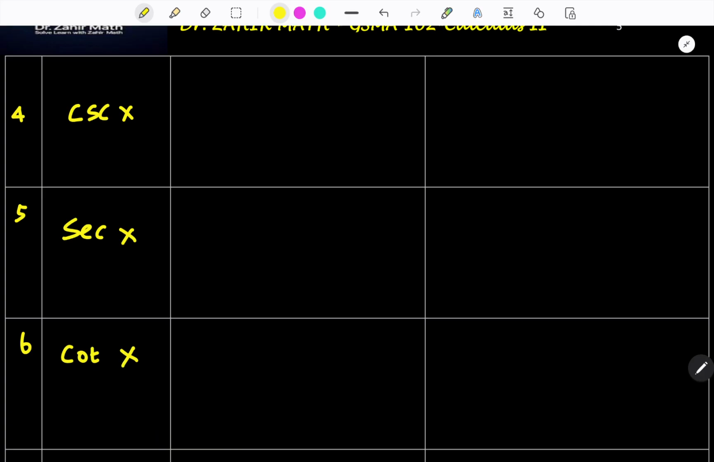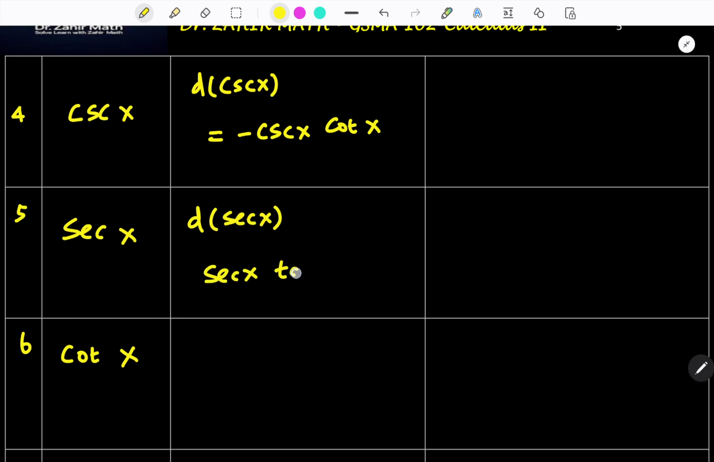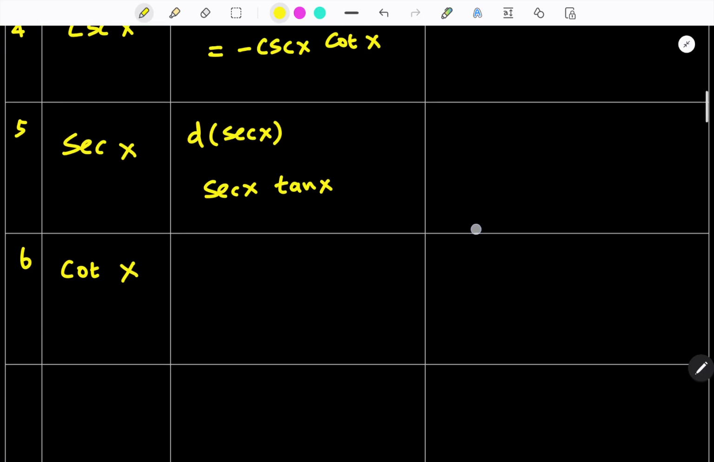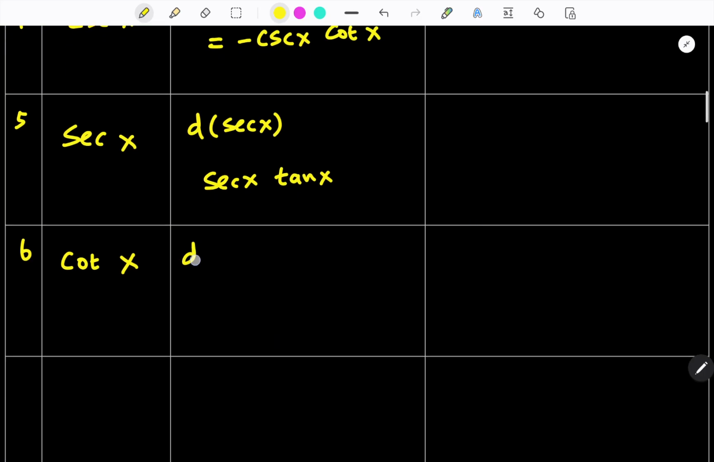Next is what? Cosine x, cosecant x, secant x and cot x. Right. So what is the derivative of cosecant x? Derivative of cosecant x is minus cosecant x cot x. And what is the derivative of secant x? Secant x tan x. These are all rules. There is no way you have to memorize. And the next is derivative of cot x, which is equal to minus cosecant square x.